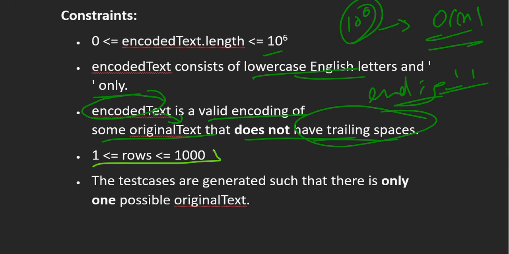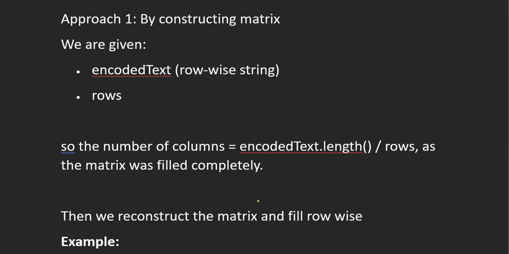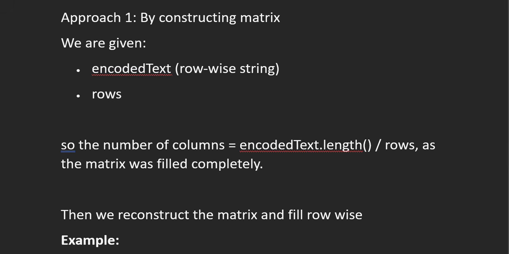And the number of rows can be up to 10^3. Number of rows can be up to 10^3. And test cases are generated such that each encoded text has some possible answer, that is some possible original text. So every test case has some answer. Let's move to the approach.